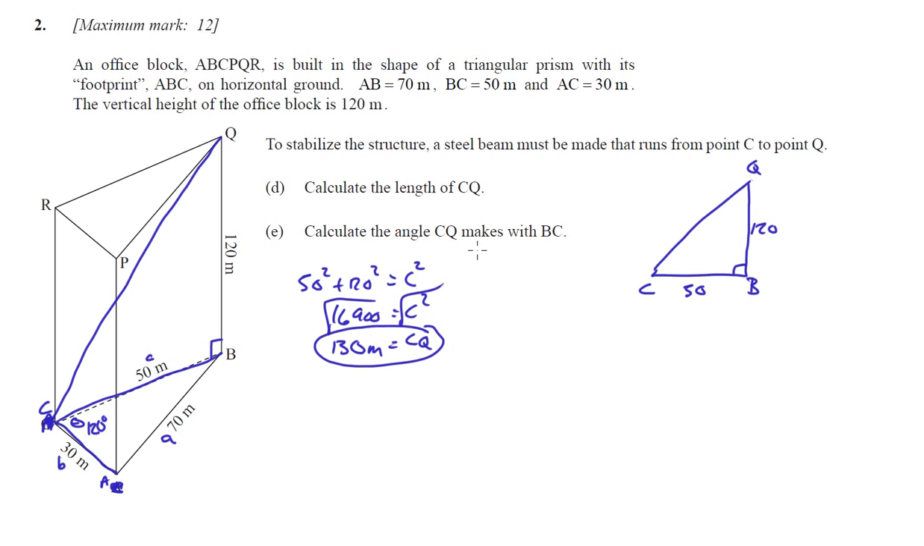Okay, calculate the angle that CQ makes with BC. So BC and CQ, the place where those two meet is this spot right here, so we want to find that angle. So on this picture here, it's that angle, right? So we know for sure that these two are right, so let's use those. 120 is the opposite, 50 is the adjacent, right?